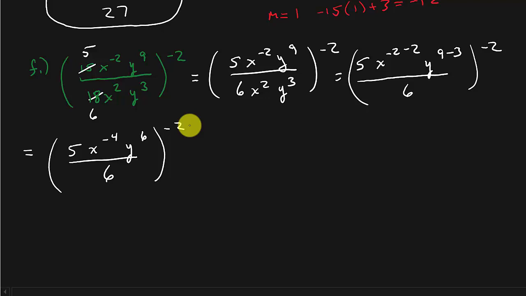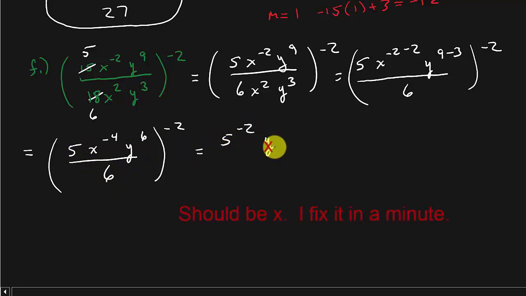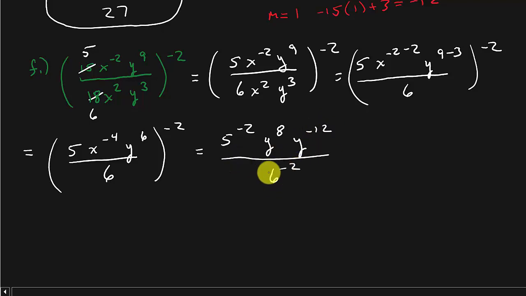Now, there's nothing else I can do inside the parentheses, so what I'm going to do now is raise each factor inside these parentheses to that negative 2 power. That's going to be 5 to the negative 2, and for x, I multiply the exponents, just like we did in some of the previous problems. Negative 4 times negative 2 is positive 8. And then I have y to the 6 times negative 2, which is negative 12, over 6 to the negative 2.